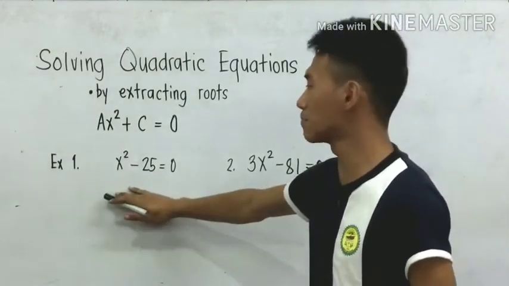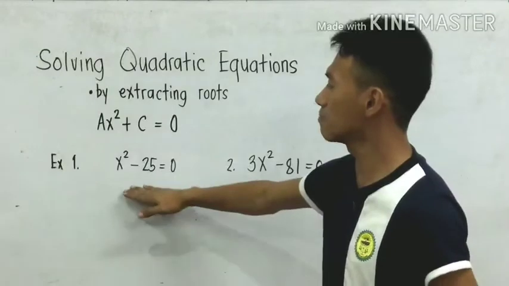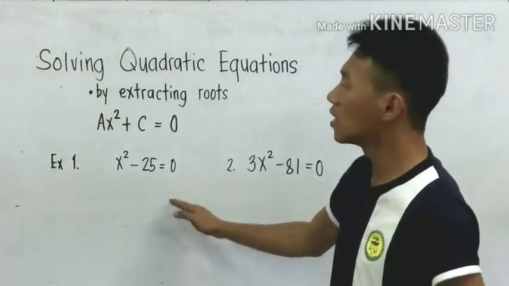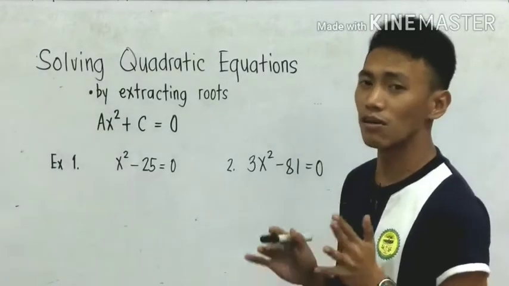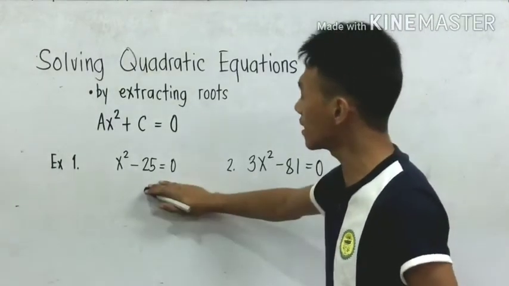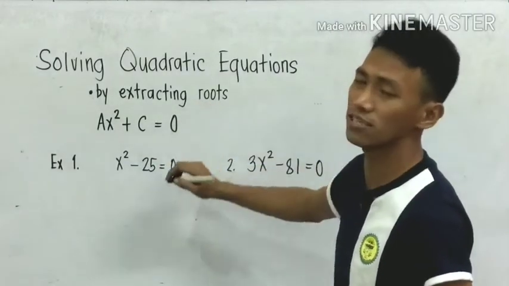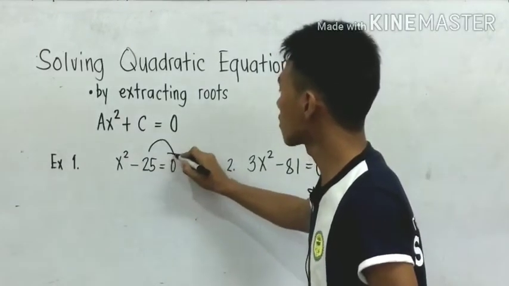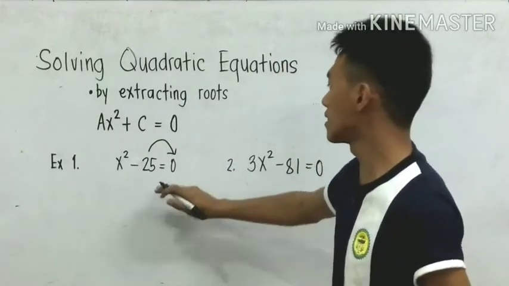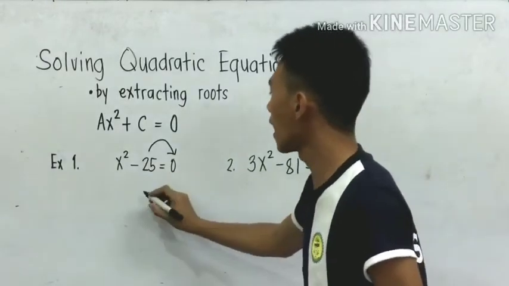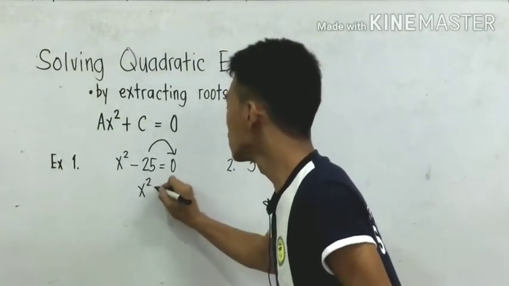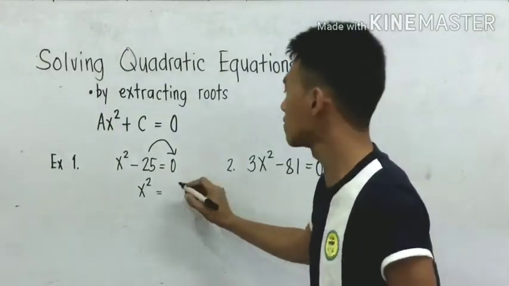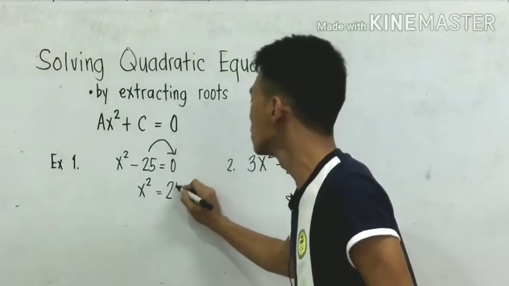So we have example number 1 here. Naa tay example, x squared minus 25 is equal to 0. So unsay una natong buhaton? So ang first step in using the extracting roots method is to transpose the constant term to the other side. So we have x squared. Unsa gani, kung negative sign mutabok sa equal sign, mahimong positive. So x squared is equal to 25.